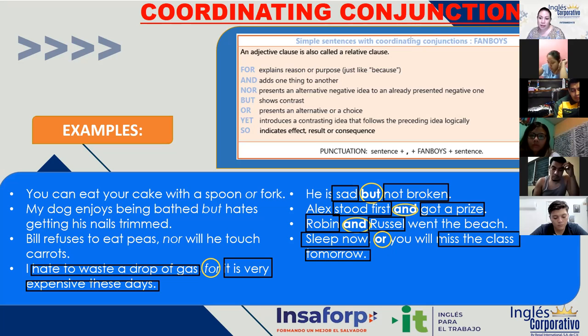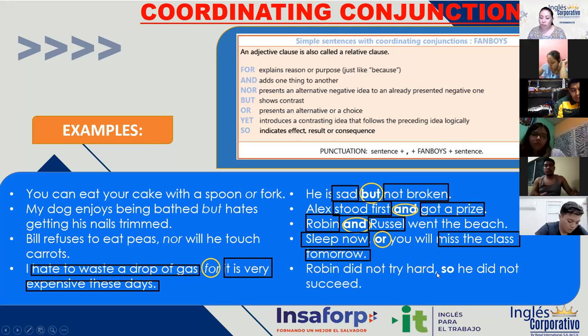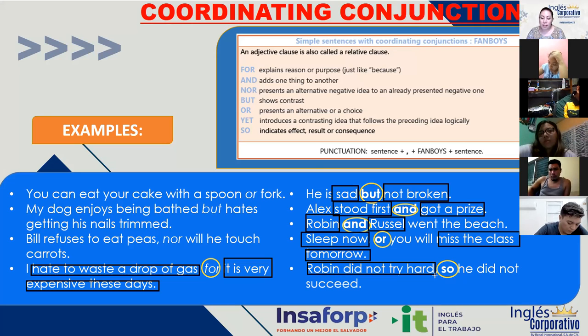And last of all, we have Robin did not try hard, so he did not succeed. In this one, we are using the connector, so, which, remember, has effect, result, or consequence. And here, it says Robin did not try hard. Okay, that's the first thing that happened. And the consequence of not trying hard is he did not succeed.